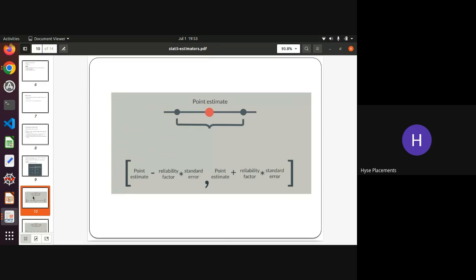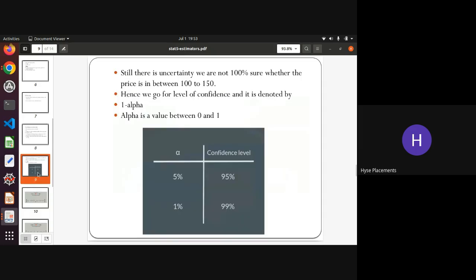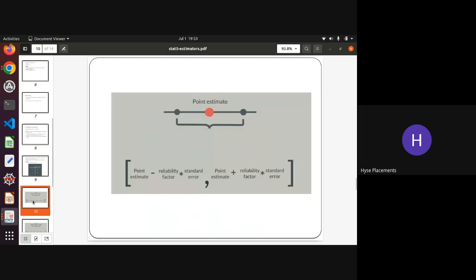So how do we calculate the confidence intervals? If you have a confidence interval, then definitely the point estimate lies in between. But what happens if the confidence level is only 95%? Then how are you going to calculate the variation? At 95% confidence level, 100 to 150 is not the range; it might increase or decrease. We don't know. So we use the standard error and a reliability factor around the point estimate, and we come up with the confidence intervals.